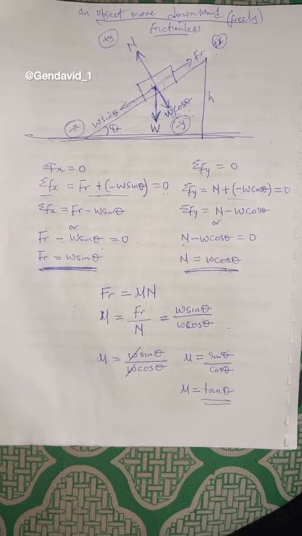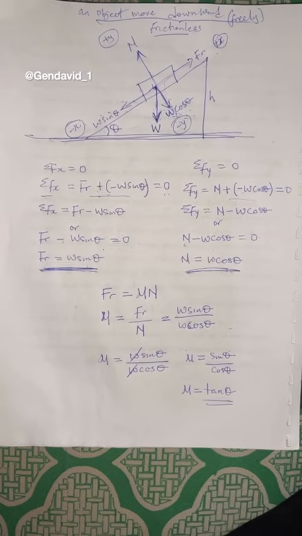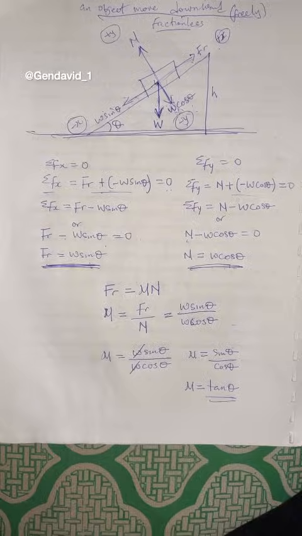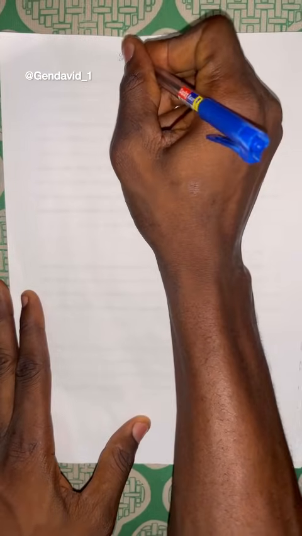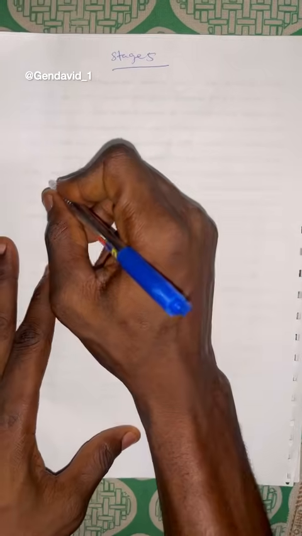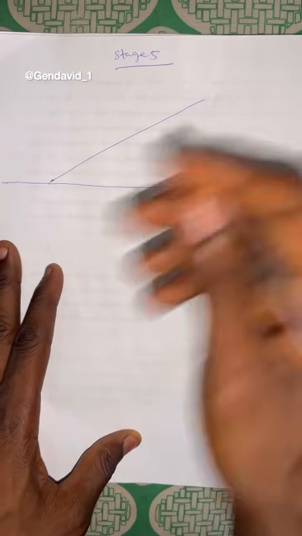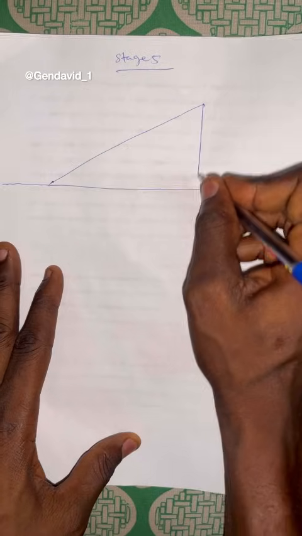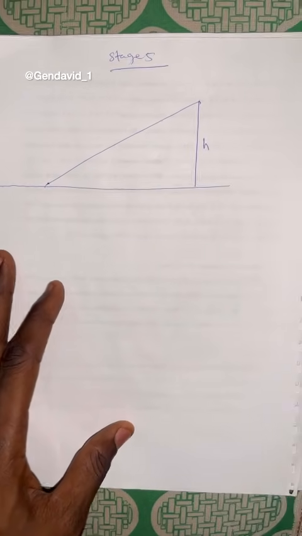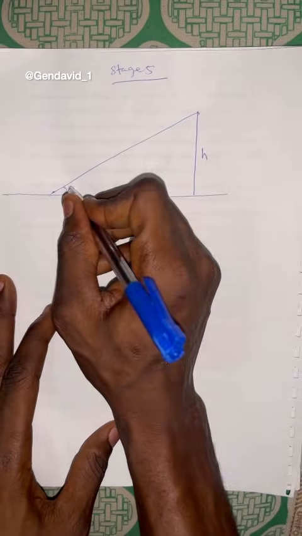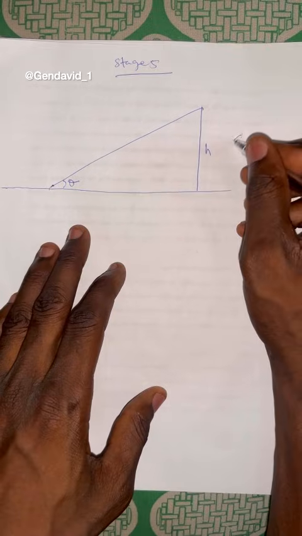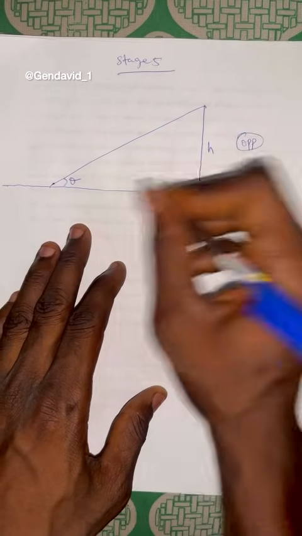So let us proceed to the fifth stage of this frictional force. Stage 5. We are still on the inclined plane, but I've used the other one to explain deeply about the inclined plane. So you can have something like this. This is the height. Don't forget the height. There's a theta here. This height is opposite. Don't forget it's opposite.